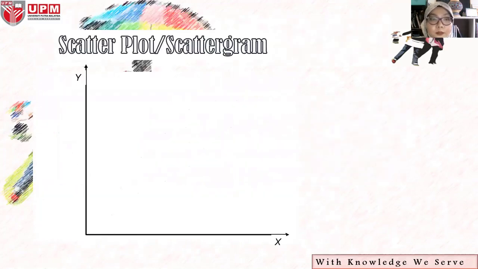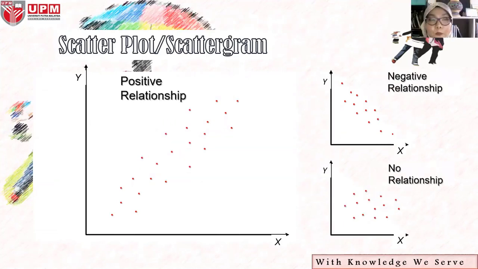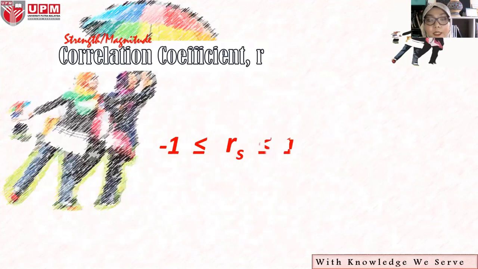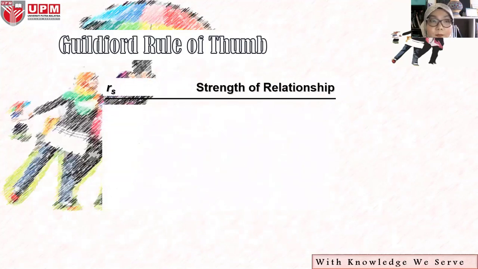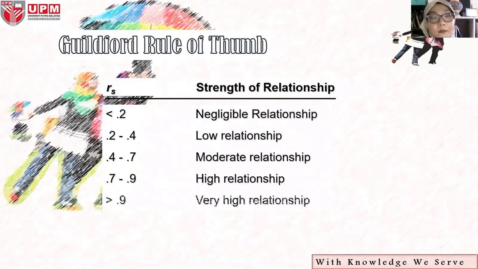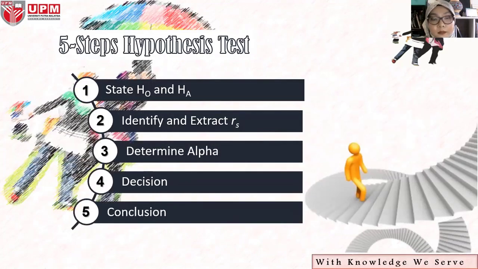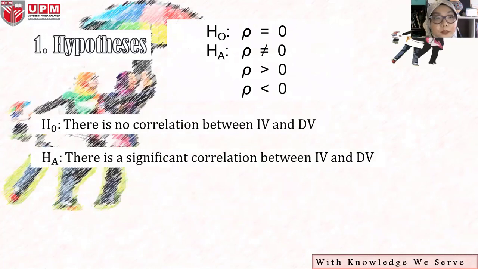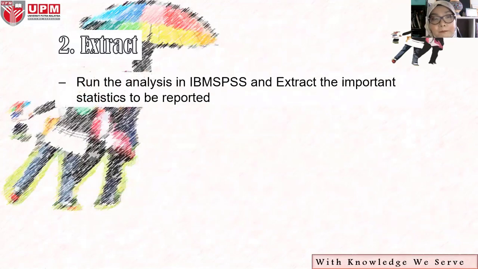Okay, same. The other characteristics between Pearson product moment correlation and Spearman rho are similar. It's just that Spearman rank order is for ordinal data, meanwhile Pearson product moment is for normal data. Okay, so these are the steps. In terms of hypothesis testing, the way we state the hypothesis is similar.